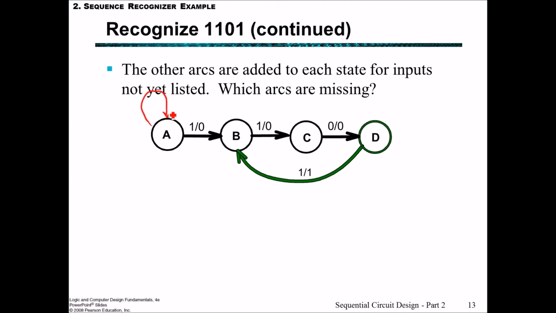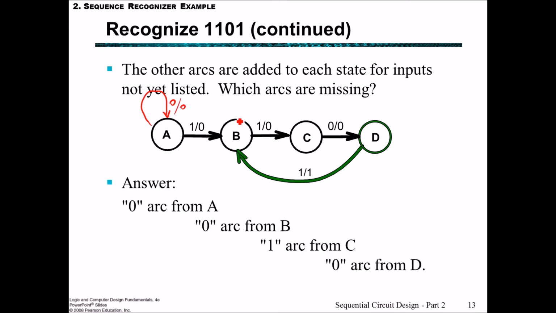And the answer is we need an arc from A back to A when we have a 0, giving an output of 0. So for B, if we get a 0, we obviously don't stay at B and we don't move to C. We have to go back to A with an output of 0.